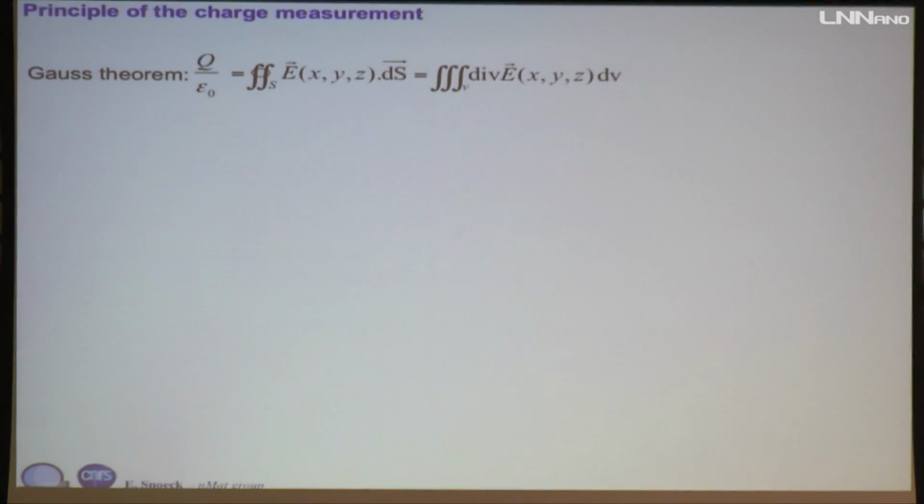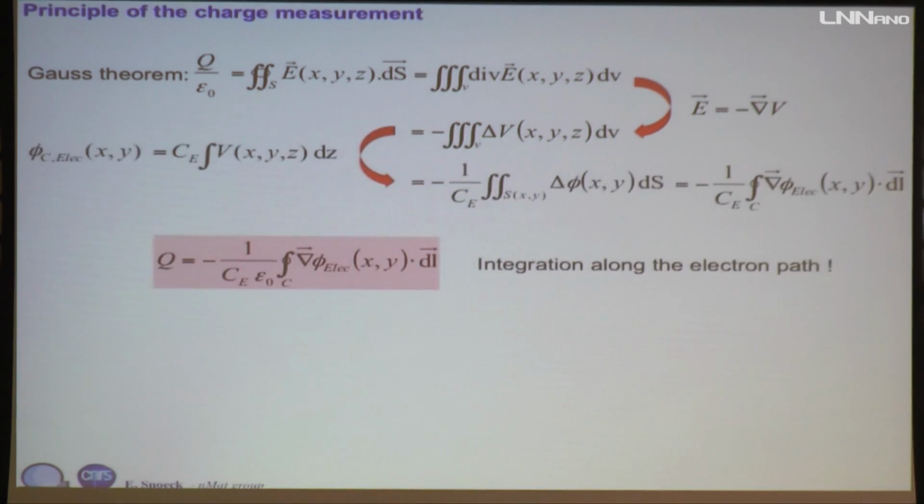So let's go to the basics of physics, not so basic, but it is. What is the relation between a given charge located at a given position and the electrostatic field around it? This is the Gauss theorem, which you can rewrite like that. Then if you take the gradient of this one, you have a relation between the charge and the electrostatic potential.